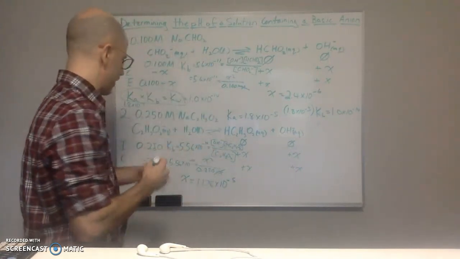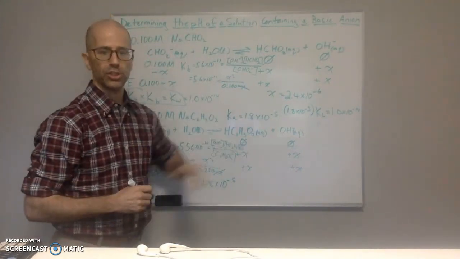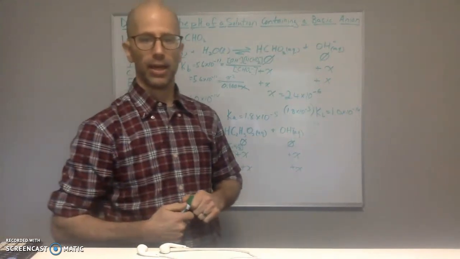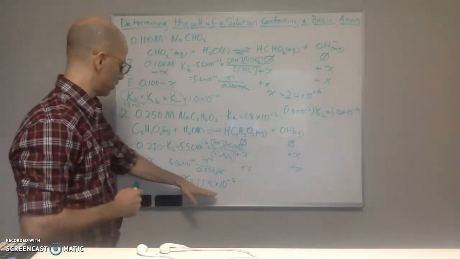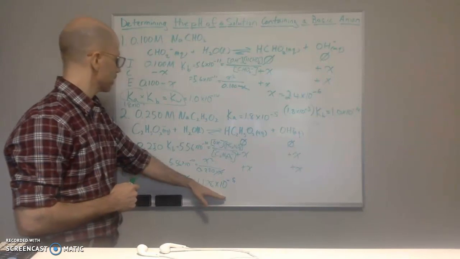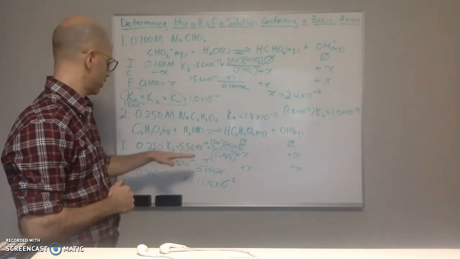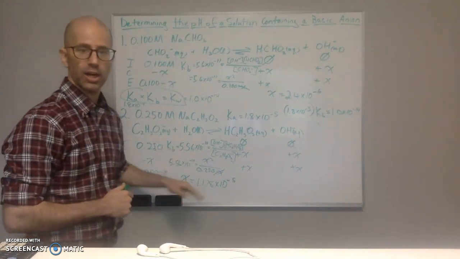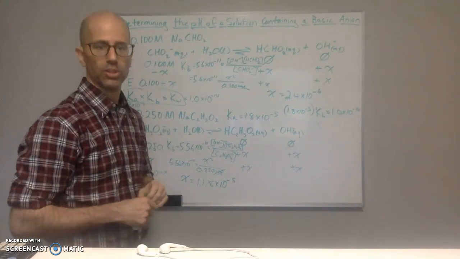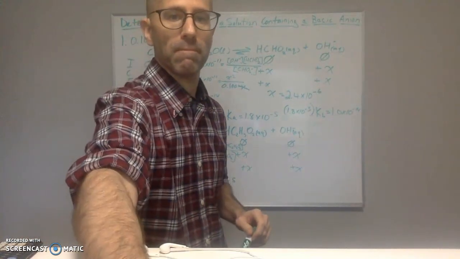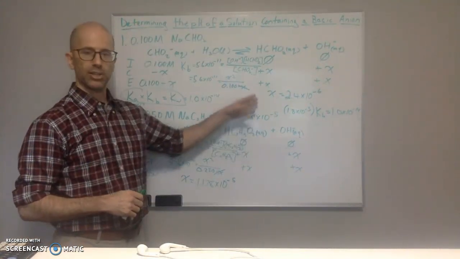And so that x value is your OH value. And you'll find that this is validated because if you look at the size of the Kb here, it's a very large difference. And from here you would find the H concentration.